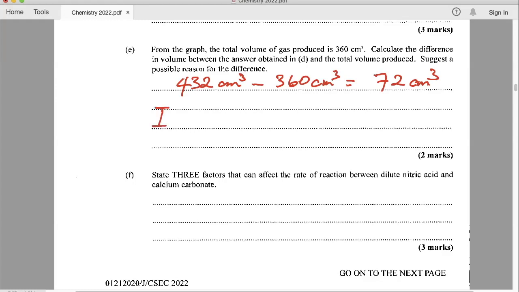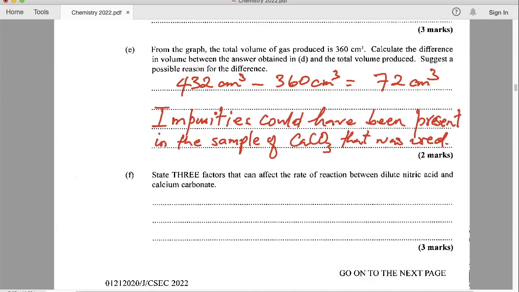impurities. Impurities could have been present in the calcium carbonate sample, right? And if impurity is present, it means that we don't have 100% purity of the calcium carbonate, so we would not get the expected volume of gas or the expected amount of products formed.